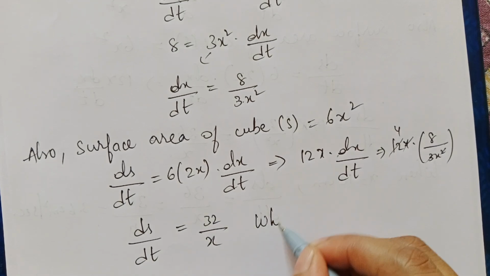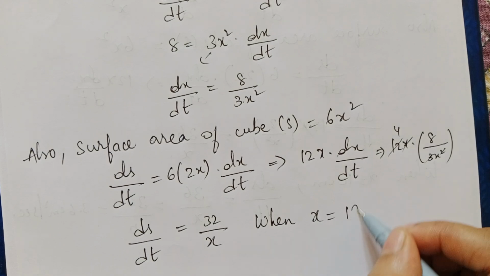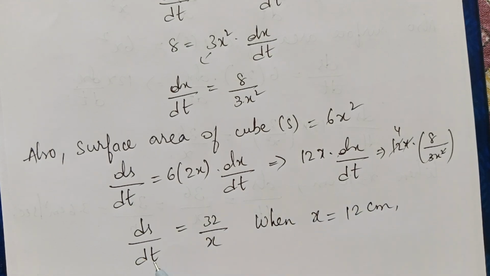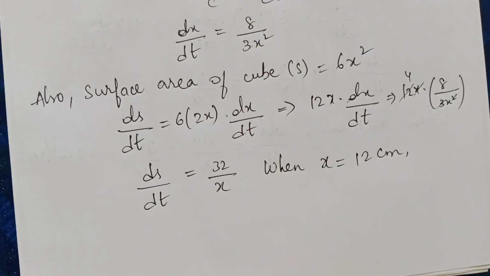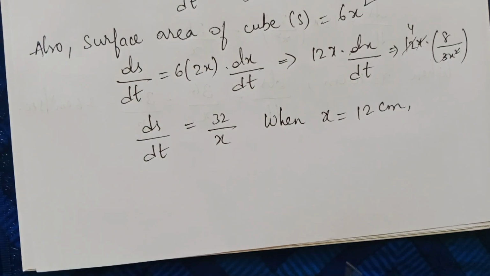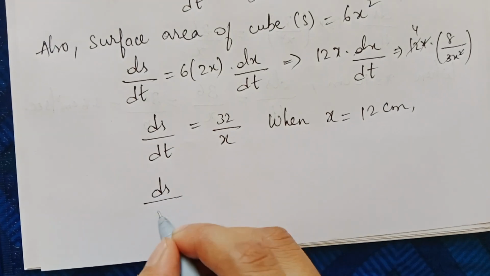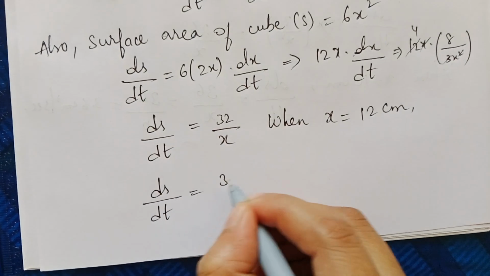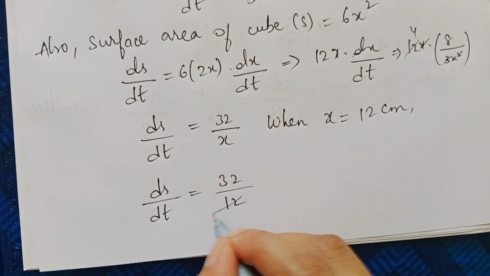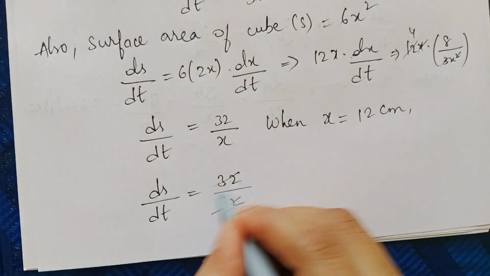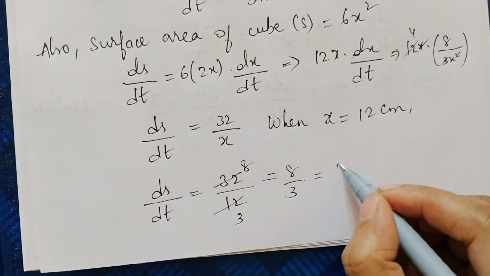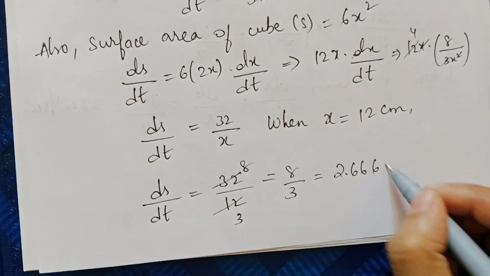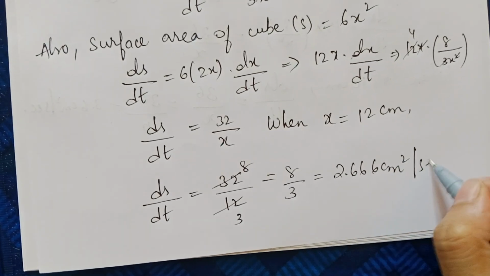Now in the question it is given when x is equal to 12 centimeter, what is the area, right? Substitute x as 12 centimeters, we will get dS/dt is equal to 32 by 12. 4 threes, 4 eights. 8 by 3 when divided will get 2.666 centimeter square per second.